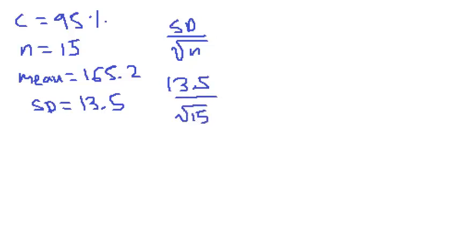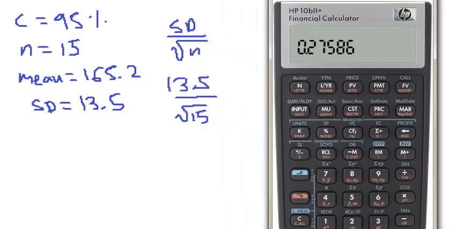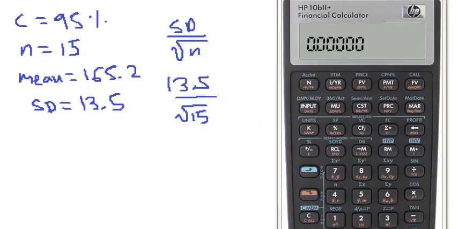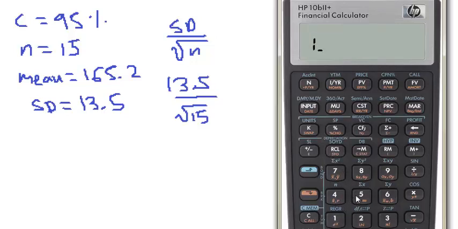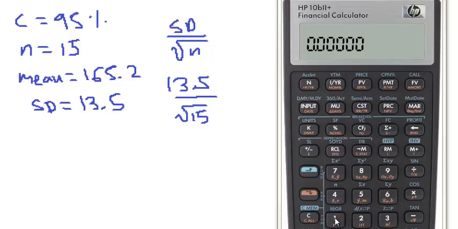Okay, let's get out our calculator again. Clear it. And what do we got here? Let's take 15 and take the square root of that, which is 3.87298. So we will take 13.5 and we will divide it by, what did we have over here?